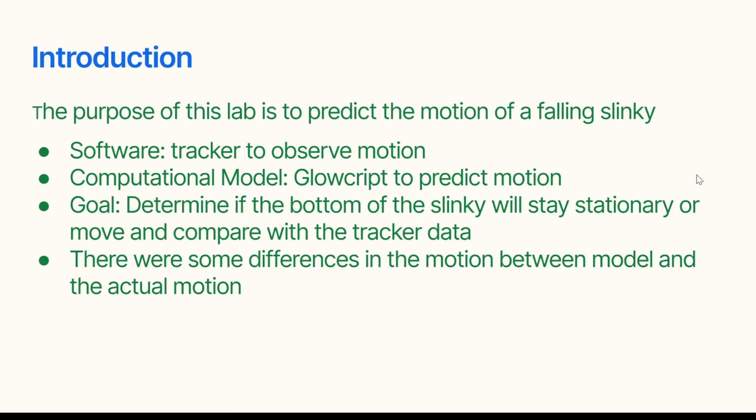Alright, introduction. The purpose of this lab is to predict the motion of a falling Slinky that we will get from a video. As always, the software we're using is Tracker to observe the motion. In this lab, we'll be comparing that to a computational model, for which we're going to use GlowScript. The purpose is to determine if the bottom of the Slinky will stay stationary or move, and compare that with the Tracker data.